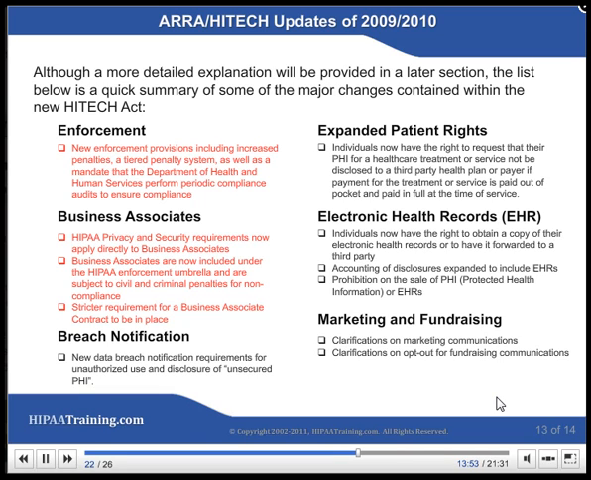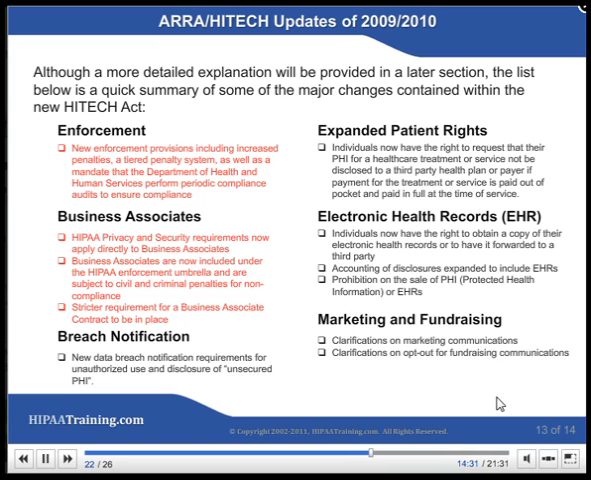Expanded patient rights. Individuals now have the right to request that their PHI for a healthcare treatment or service not be disclosed to a third-party health plan or payer if payment for the treatment or service is paid out of pocket and paid in full at the time of service. Electronic health records, EHR. Individuals now have the right to obtain a copy of their electronic health records or to have it forwarded to a third party. Accounting of disclosures expanded to include EHRs. Prohibition on the sale of PHI or EHRs.